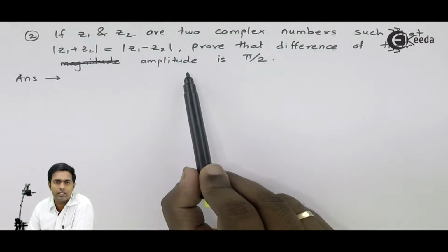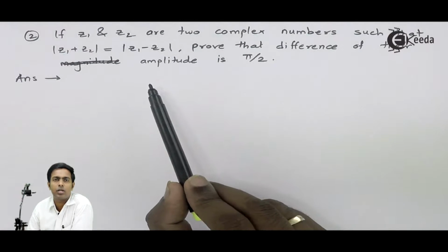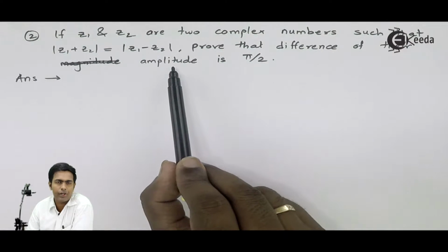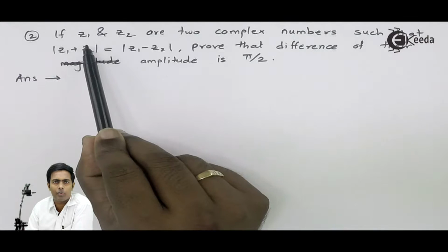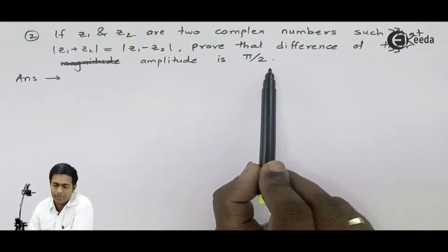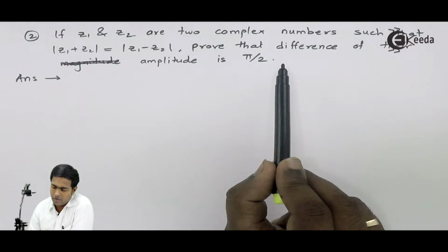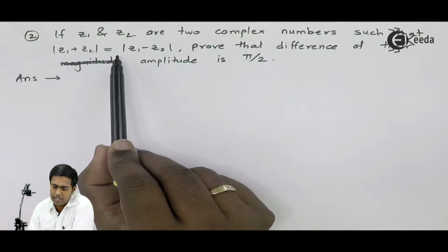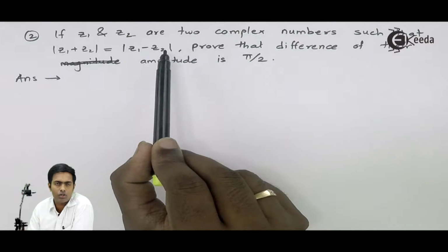Now amplitude is nothing but argument, which is nothing but theta. So the difference between the amplitude of the first complex number and the second complex number is pi by 2, which is 90 degrees. To prove this, we have been given a condition, that is mod of Z1 plus Z2 is equal to mod of Z1 minus Z2.